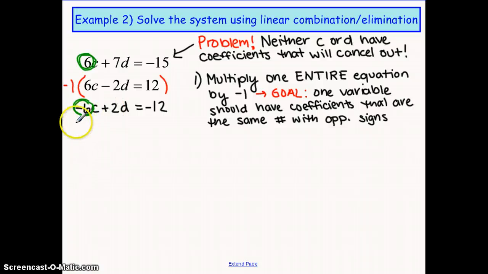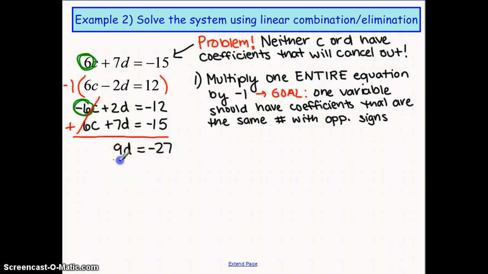So now what we have is a new system of equations. We have -6c plus 2d equals 12, and then our other original equation, 6c plus 7d equals -15. And at this point, we're going to just go along and do our linear combination. So we're going to add these two equations together, and when we do this, we're going to see that very nicely the c's cancel each other out, and so we get 9d equals -27.